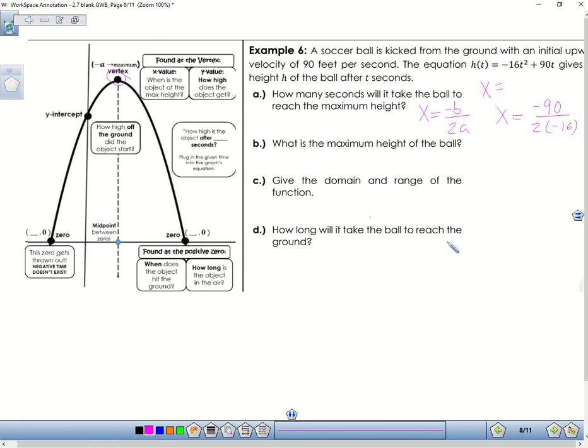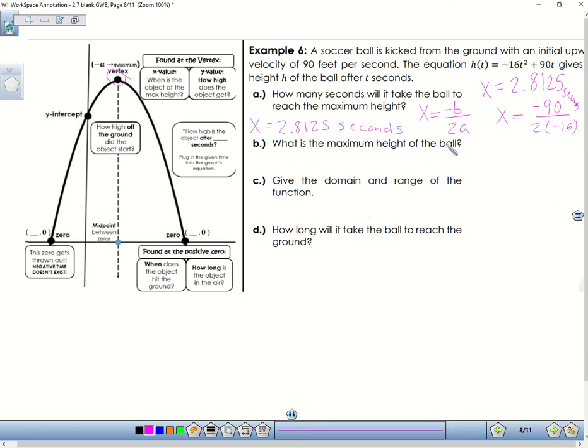Which means x is equal to 90 divided by 32. I'm getting 2.8125 seconds. Do you guys get that? That's what I got. Okay. So the seconds it will take is 2.81 whatever seconds, so basically about 2.8 seconds. I'm going to leave it in its full form because we're going to have to plug it back in.